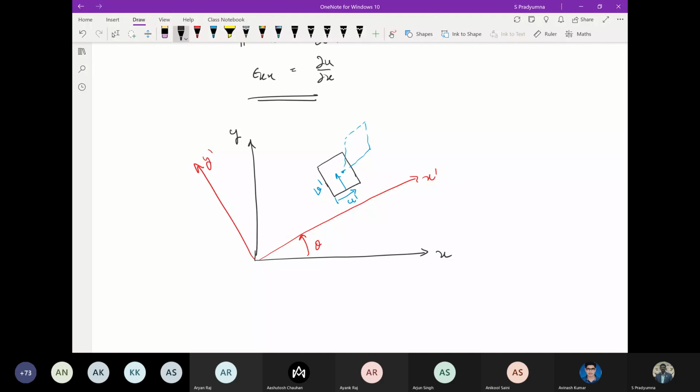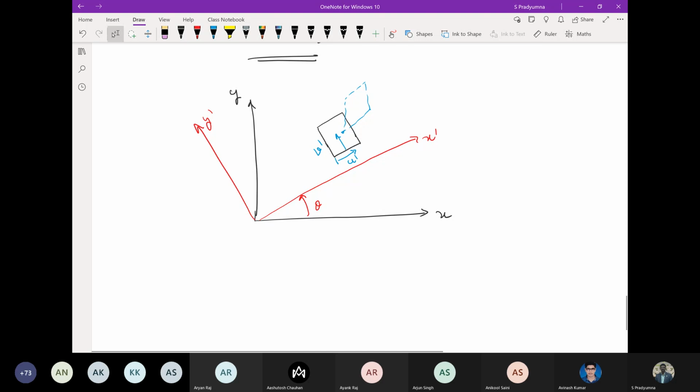Now let us see how the transformation looks in the in-plane system. This is what we call the plane strain system as well. So the transformation between x dash y dash and xy: I can write x dash is equal to x cos theta plus y sin theta, and y dash is equal to minus x sin theta plus y cos theta.